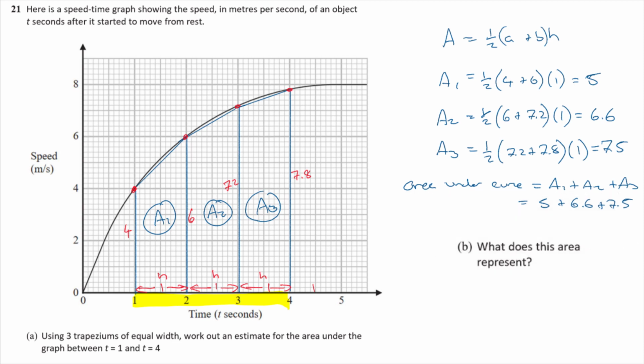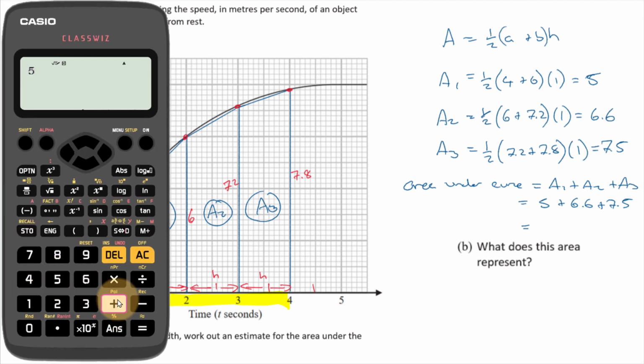Which comes to, what does that come to? Feeling lazy. Type it into the calculator. 5 plus 6.6 plus 7.5. That comes to 19.1. Okay.